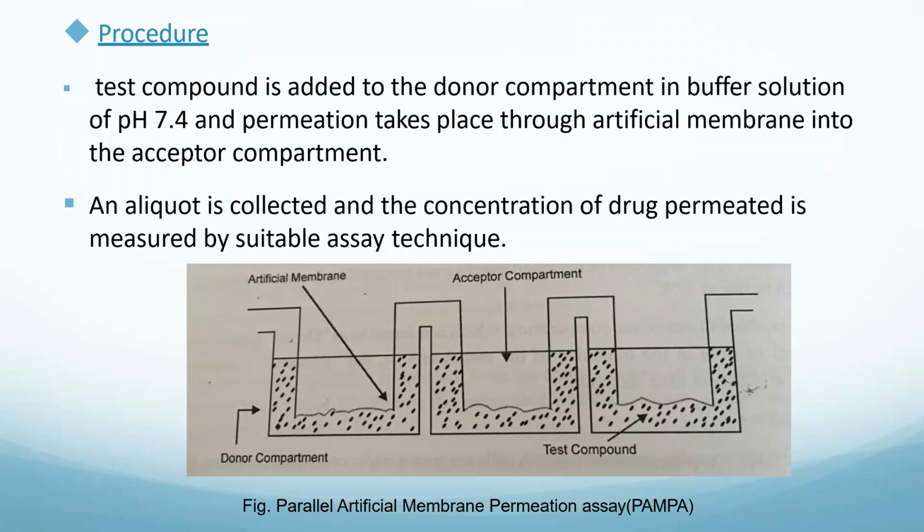After that, the permeation takes place through the artificial membrane. This is the artificial membrane. The permeation takes place through this artificial membrane into the acceptor compartment, so the compound will reach the acceptor compartment through the artificial membrane.